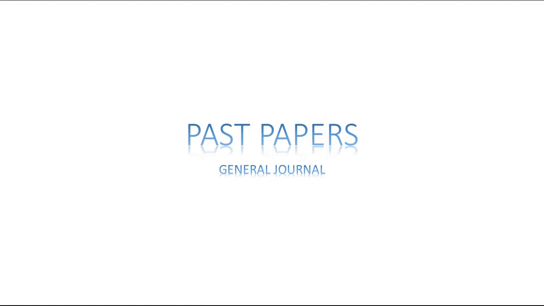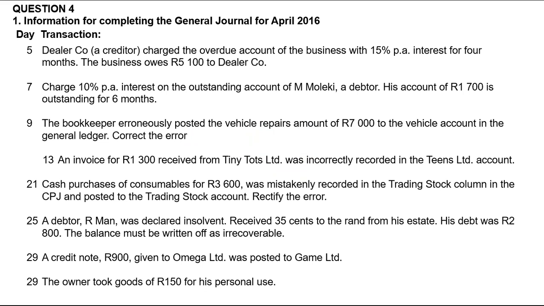Let us do question four. Question four says that information for completing the general journal for April 2016. On the 5th of April, we had De La Cour, a creditor, charged the overdue account of the business with 15% interest for 4 months. The business owes 5,100 to De La Cour. De La Cour is a creditor as they specified.